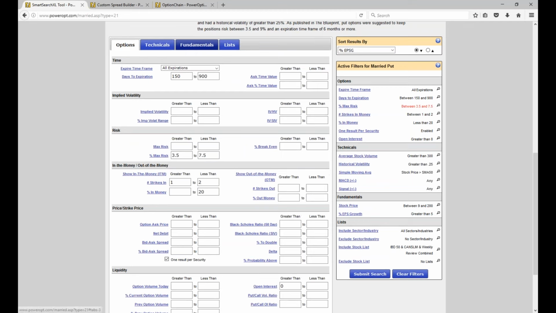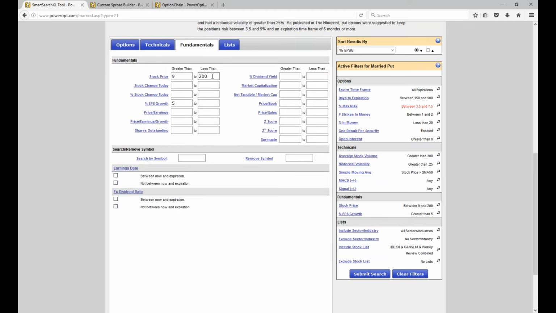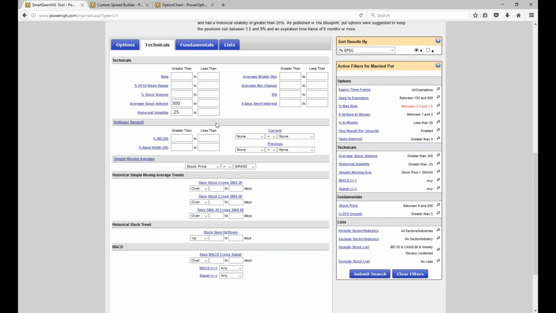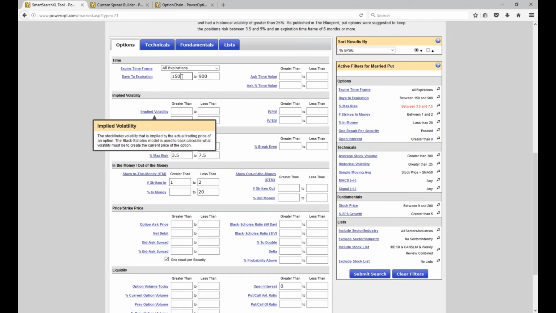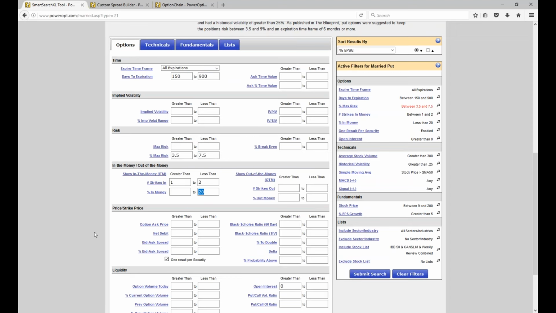I can change the technicals and fundamentals any way I want based on my portfolio size and my needs, for example, but in general, when I'm looking for a married put, I'm going to keep this 150 days minimum. I'm going to keep my risk controlled, and I'm not going to go more than 20% in the money. So that's a long answer of how far out you should go.